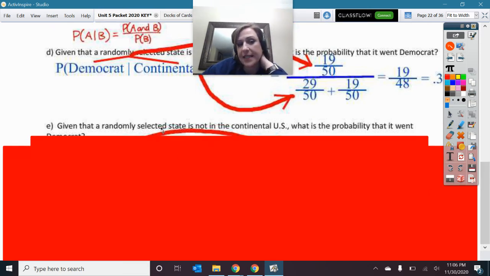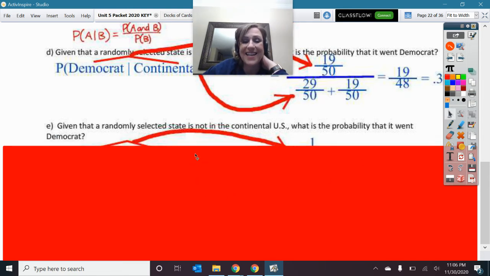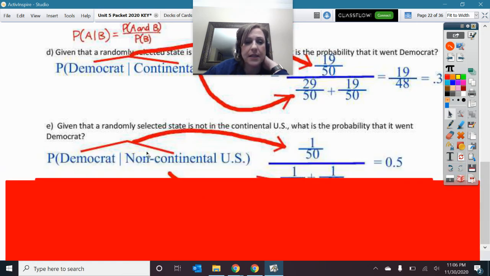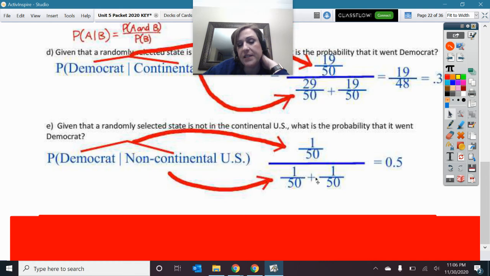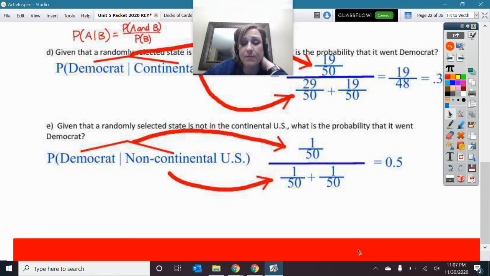Given that the randomly selected state is not continental U.S., what's the probability that it went Democrat? Okay, so take a moment. Let's see how you do on that. First, I write it out mathematically. Given that, straight up and down line, non-continental. And if you remember correctly, that was those 1/50th plus the 1/50th. And the Democrat part was also 1/50th. So that comes out to be 1/2. All right. So that is the development of that general multiplication rule.